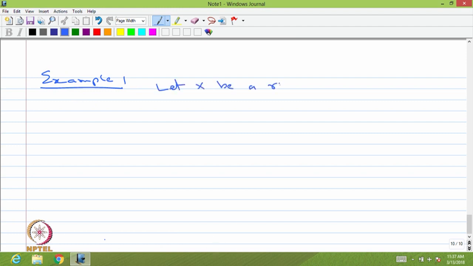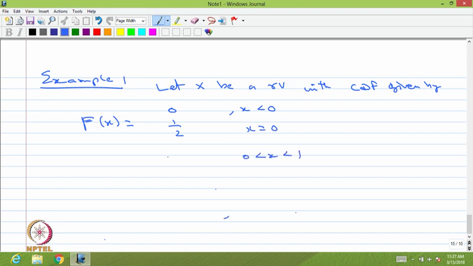Let X be a random variable with the CDF given by capital F of x. It takes the value 0 when x is less than 0. It takes the value 1 by 2 when x equals 0. Between the interval 0 to 1, it is 1 by 2 plus x by 2. From 1 onwards, the value will be 1. The CDF of this particular random variable is 0 till 0. At 0, there is a jump. From 0 onwards till 1, it is half plus x by 2. From 1 onwards, its value is 1.